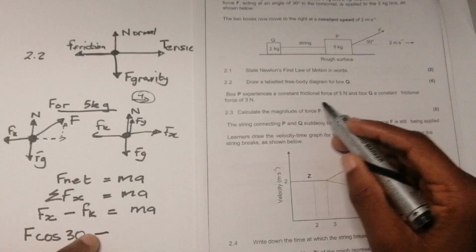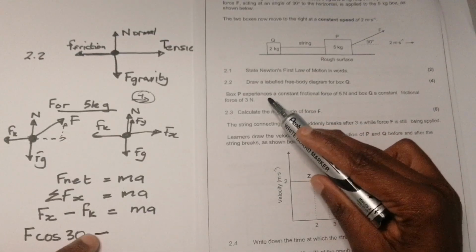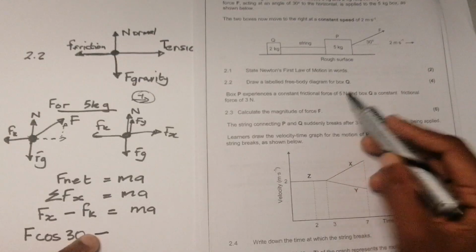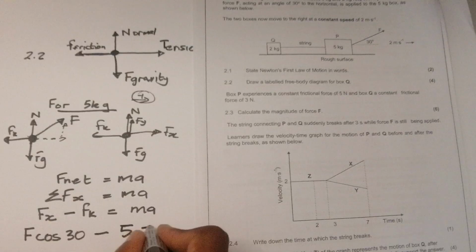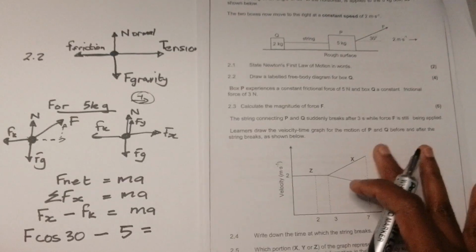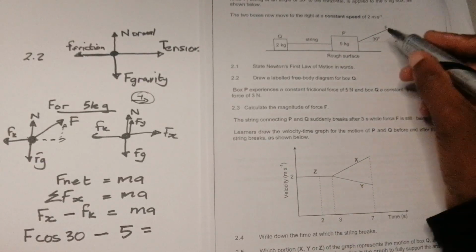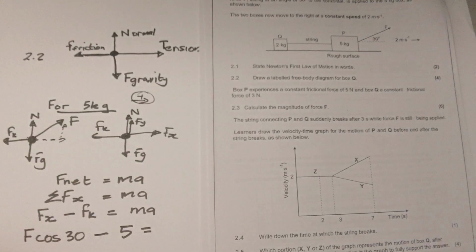Now, what's our frictional force value? They said for block P, the constant frictional force of 5 newtons. So friction is 5, and that gives us what? That gives us, oh no. Ooh, I seem to have forgotten something. Sorry about that. Ladies and gents, I almost made a very, very serious error. Now look at this. I forgot to actually include the tension there.